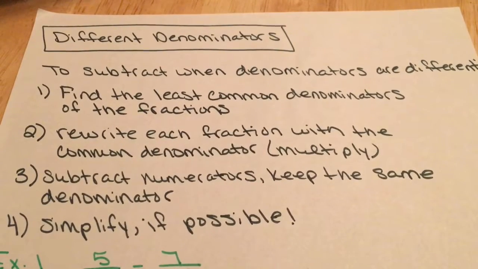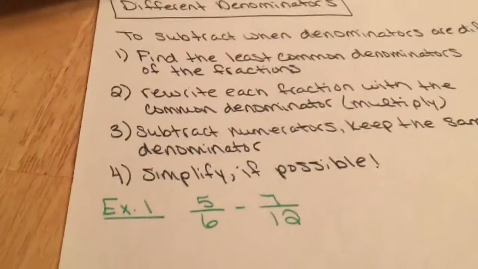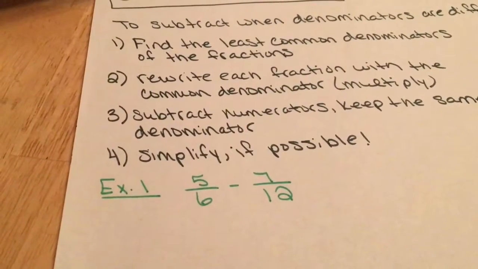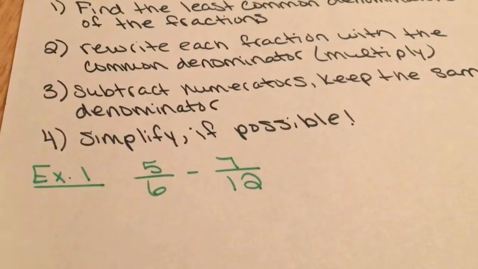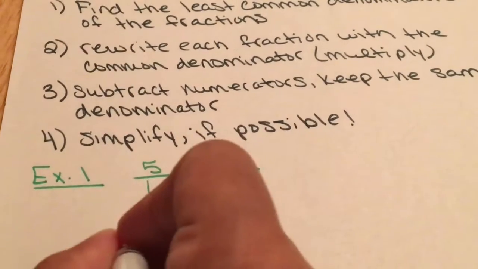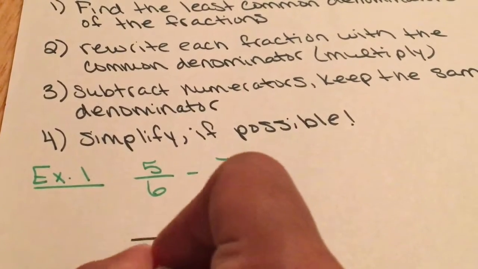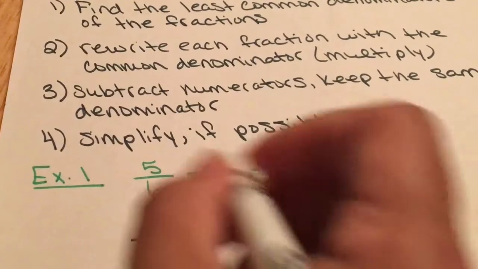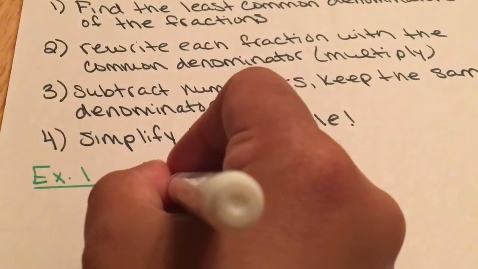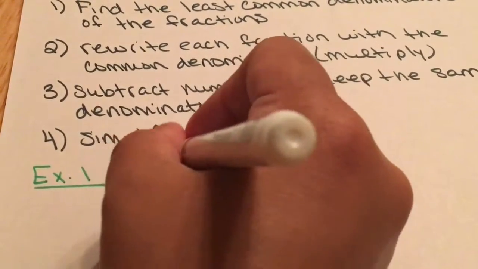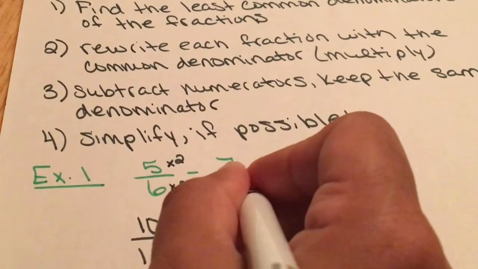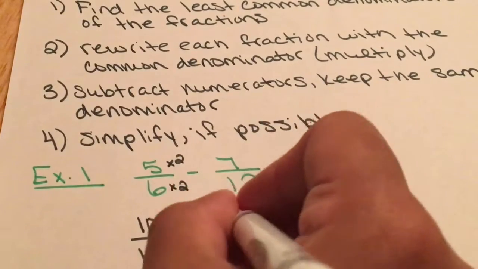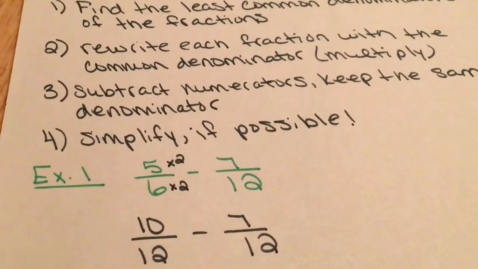So let's go ahead and look at our 2 examples here. On example 1, I have 5/6 minus 7/12. We can see that our denominators are different, so we're going to go ahead and find a common denominator between 6 and 12, which most of us hopefully realize is 12. So how did I get from 6 to 12? Well, I multiplied by 2. So I'm going to have to multiply that numerator by 2. 5 times 2 is 10. The 12 stays the same here, so I'm going to leave my numerator the same there for 7/12.